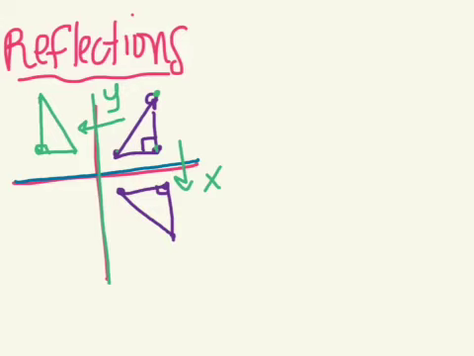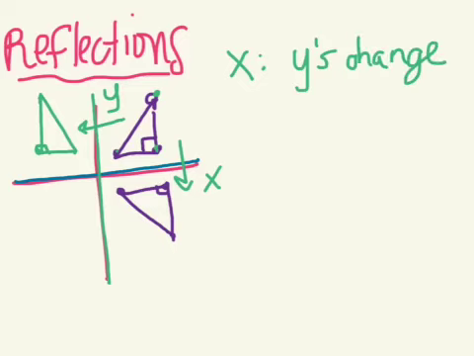something's being reflected. So for your notes, when something's reflected over the x, the y's change sign. When something's reflected over the x, the y's change sign.